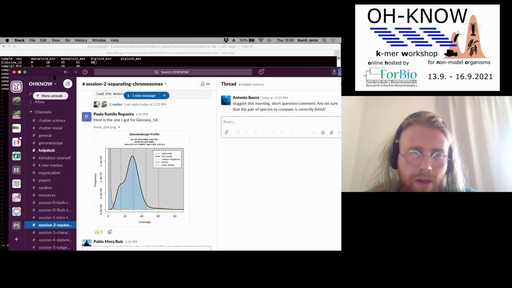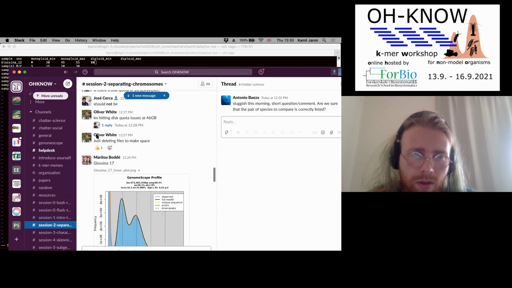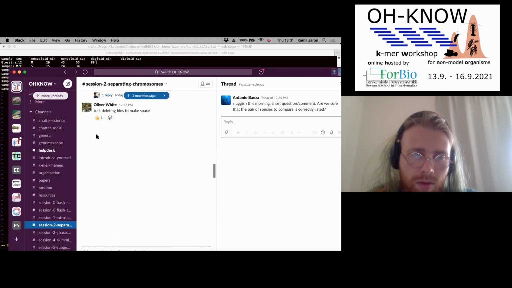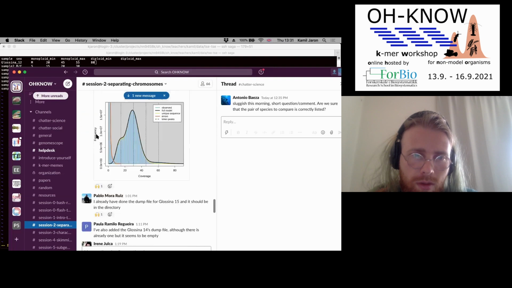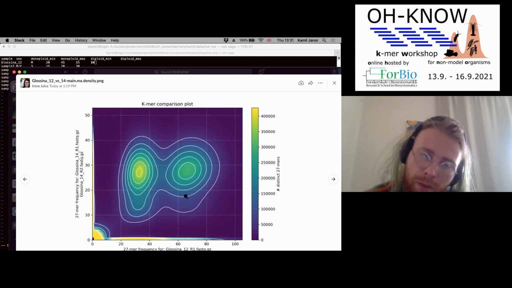Sample 12 again. So it's best viewed on the 2D plot. Here, we have up to 45, the X-linked monoploid k-mers in males, and up to 80 diploid k-mers in male. Perfect.